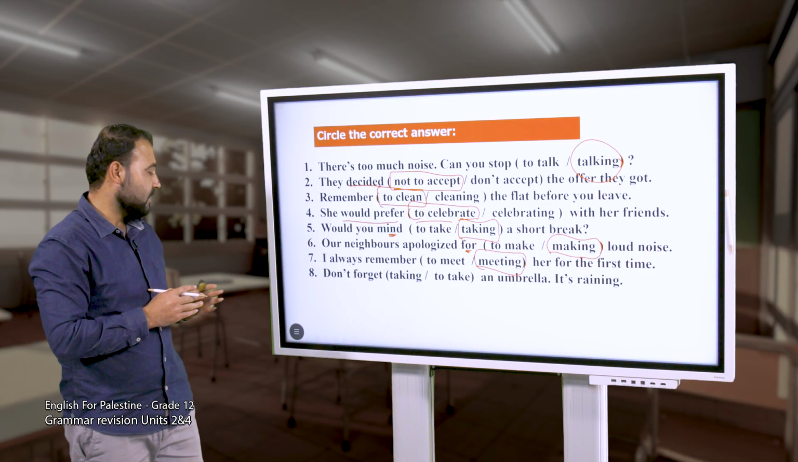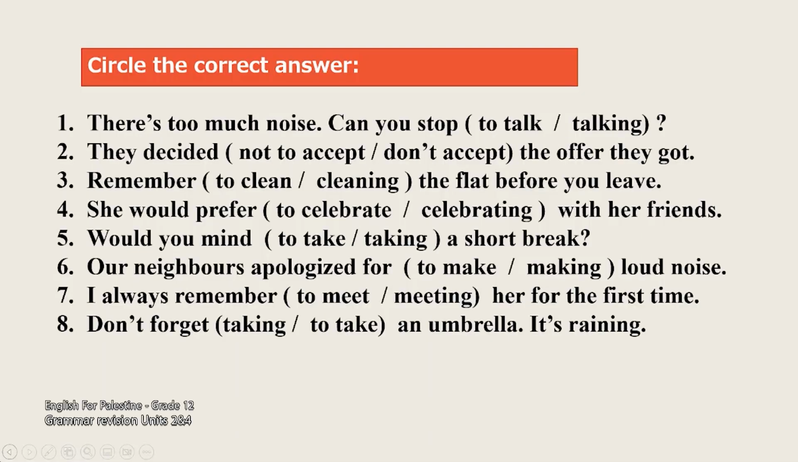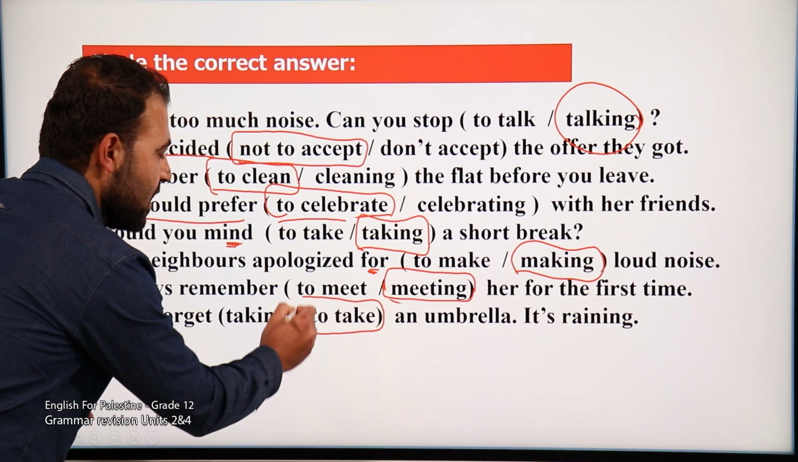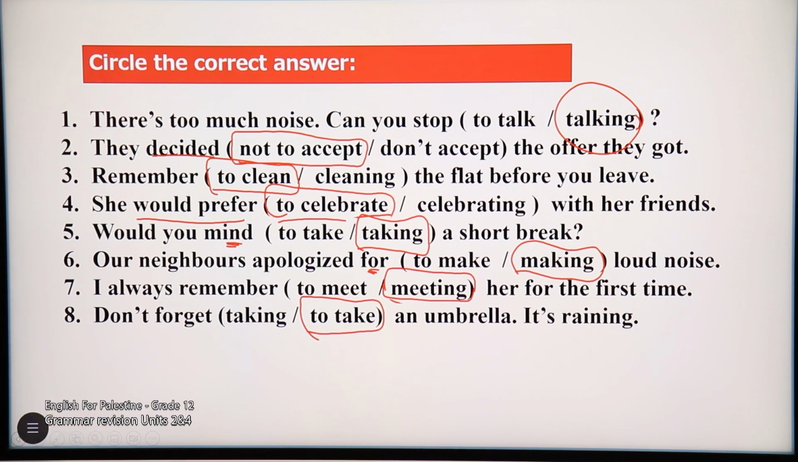Now, sentence number 8. Don't forget to take an umbrella. It's raining. Yeah, don't forget to take an umbrella. It's raining.